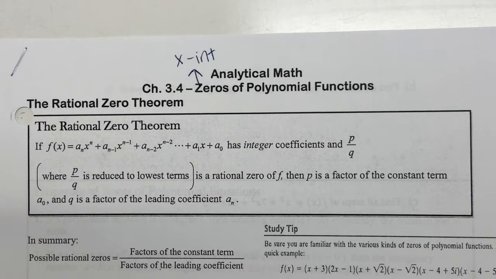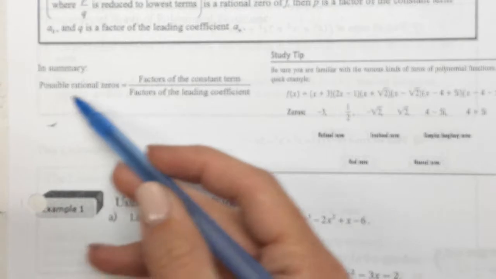The first thing we're going to do, you know how yesterday we were finding zeros and they gave us a factor? So it's pretty easy. This time we're not going to have any factors, no clues today. We're just going to have to find the zeros on our own. So the first thing we'll do is list out possible rational zeros.